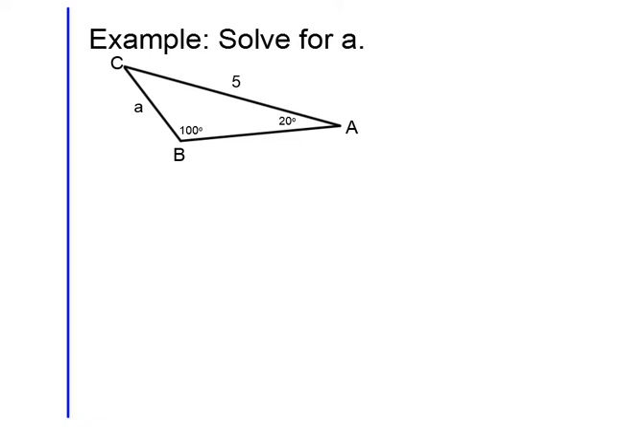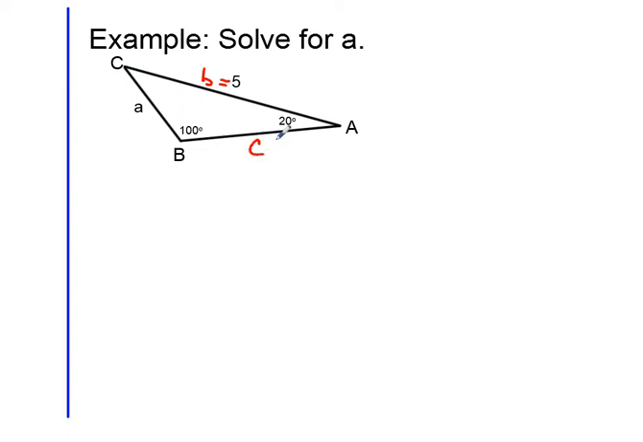So here's our scenario. We have a triangle with a 100-degree angle, a 20-degree angle, and we're trying to find the missing side A, but we're given the side 5. So I'm going to label everything. I have A. A angle is 20. I'm going to find A. B angle is 100. That means across from it is 5, which is B side. C angle I don't have. Across from that would be the C side.